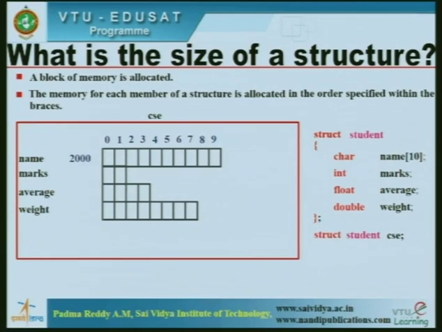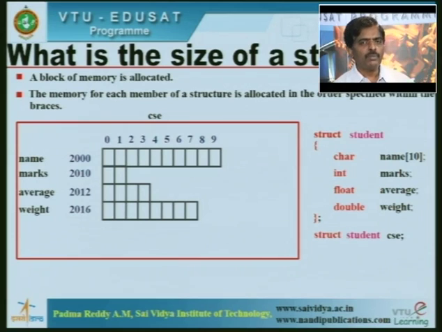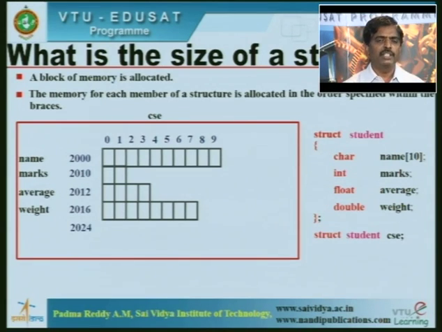Now let us see. Suppose the address of the first member is say 2000. Address of the second member naturally will be 2010, because it is 2000 to 2009, so totally 10 memory locations. So 2010 is the address of the marks. What about the address of average? Address of average will be 2012. And then tell me, what is the address of weight? It is 2016.